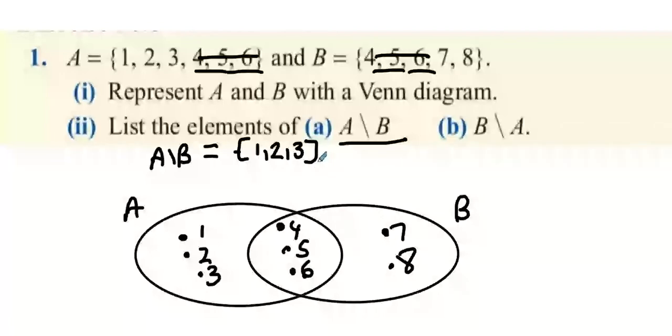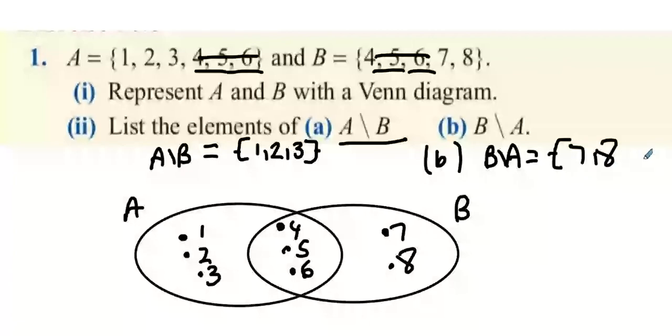And then finally for part B, we have B less A. What's B less A equal to? Everything in B that's not in A. Well, we can say that's 7 and 8. 7 and 8 are in B only, but 4, 5, and 6 are also in A, but you're not allowed inside of A, so 7 and 8.